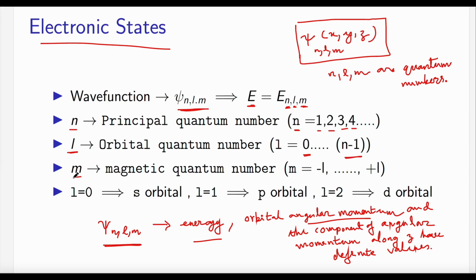And the magnetic quantum number again is dependent on l. If l is given, the magnetic quantum number, or the z component of the angular momentum, can have values ranging from minus l to plus l.